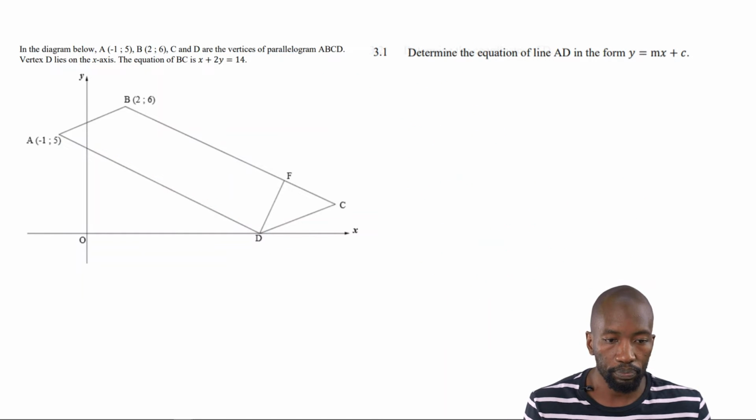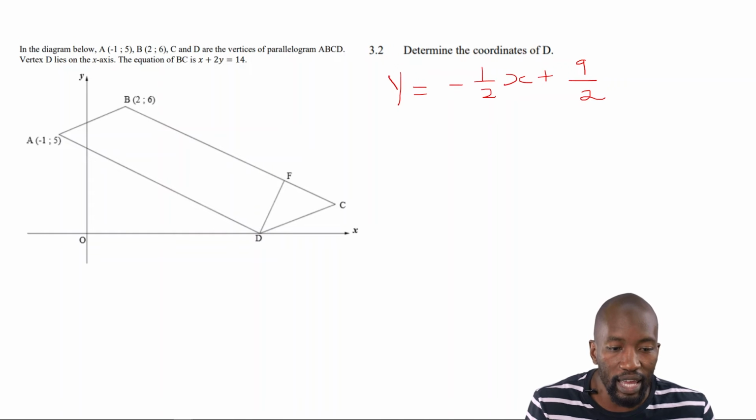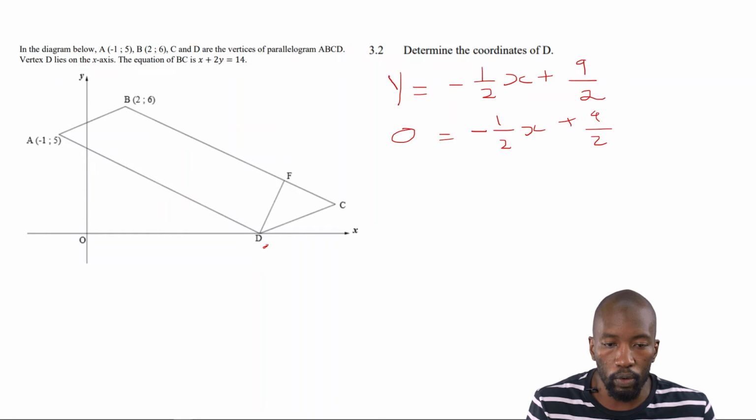Now let's carry on. Now they want us to determine the coordinates of D. Okay, that's fine. Remember, we know the equation of line AD. And line AD, it's y is equal to negative 1 over 2 x plus 9 over 2. Now to find D, we need to make y 0, because we know this is the x-axis, so y is 0 there. So we're just going to say 0 is equal to negative 1 over 2 x plus 9 over 2. Then we can continue solving.